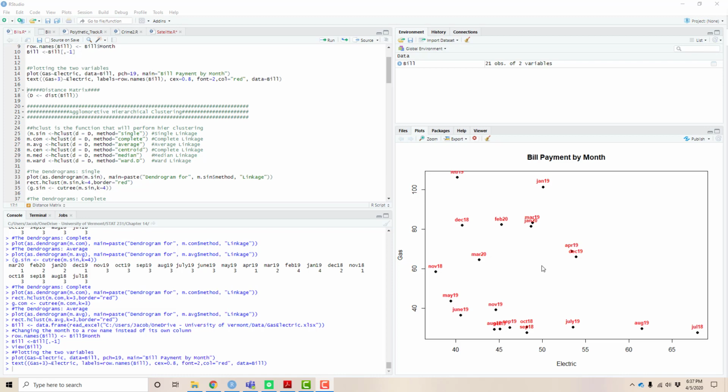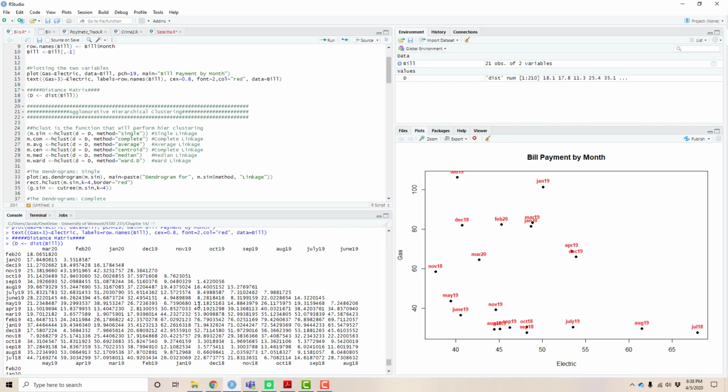But overall, there doesn't appear to be any clear pattern or clustering groups to the data. So we'll let the algorithms tell us how many clusters there appear to be. First thing you want to do, if you're going to use the functions built into R for this, is calculate a distance matrix. And if you just use dist and then the data you want to use, it'll use Euclidean distance.